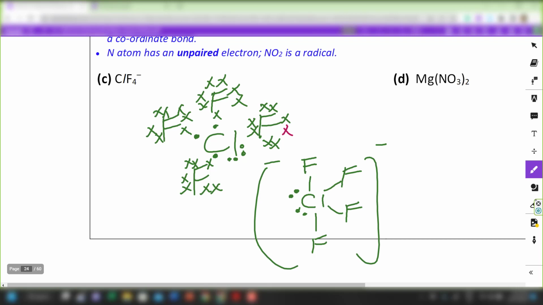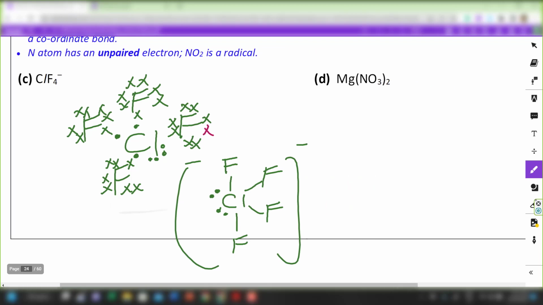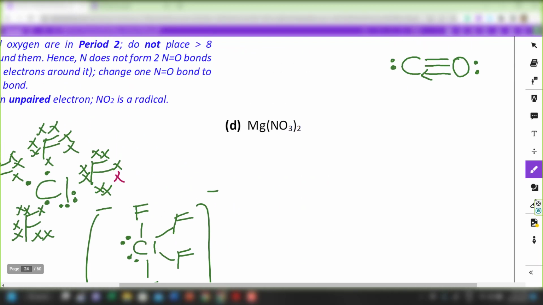But of course, later on you will learn that the actual shape of the polyatomic anion is not like this, but this is not important at this stage. We're just going to draw the Lewis structure out. Okay, and then we have Mg, magnesium nitrate.